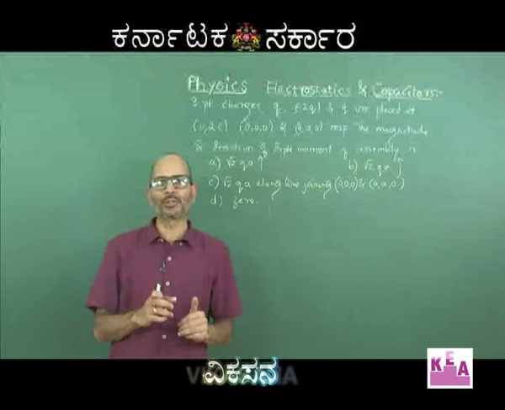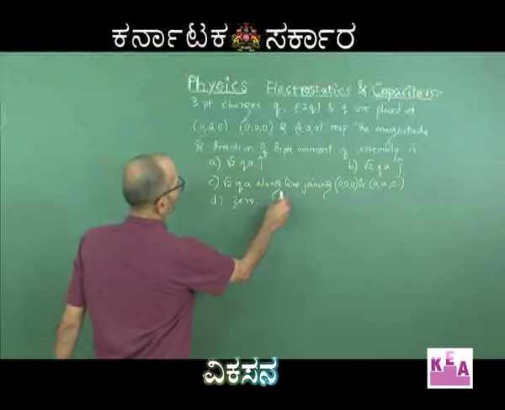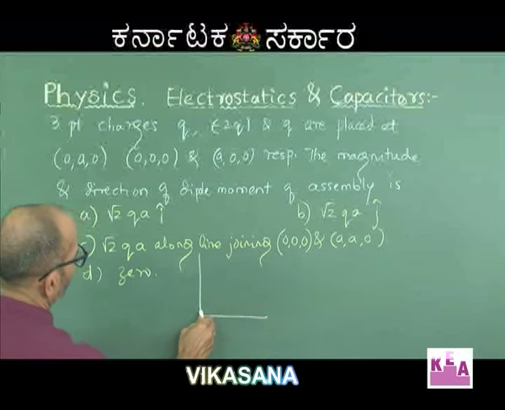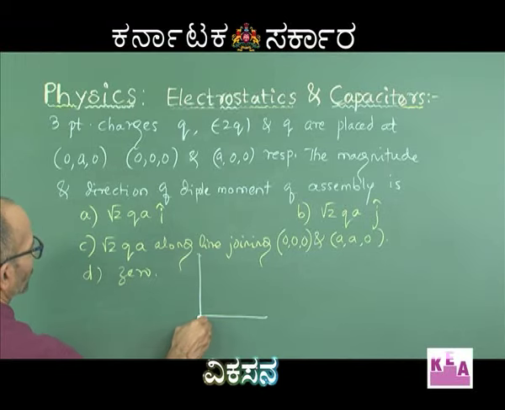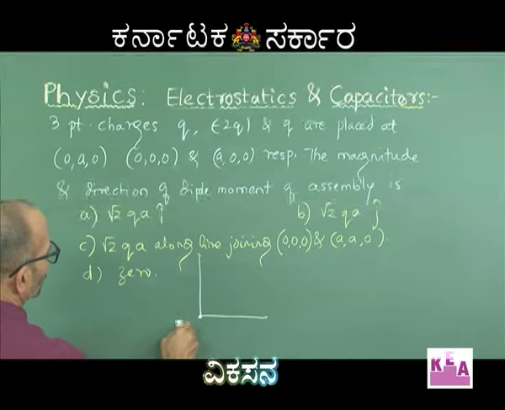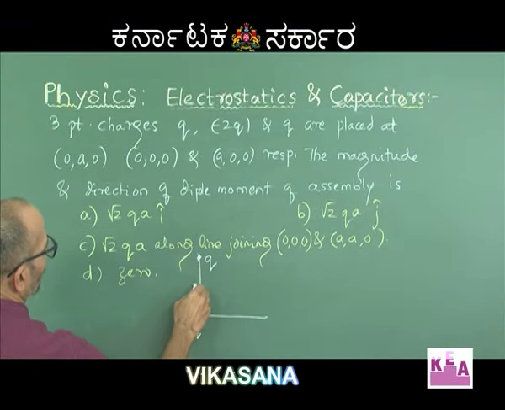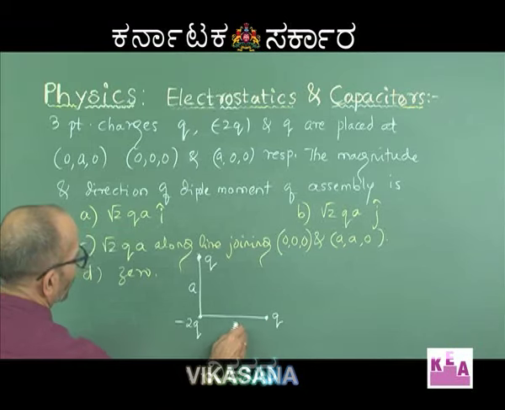So after having understood this, let us try to write the dipole moment of our assembly. See, you have been given 3 charges. Let me draw them like this. This is the origin, this is your x axis, this is the y axis. The charge which is kept at the origin is minus 2q. The charge which is kept on the y axis is q at a distance of a, and the charge which is kept on the x axis is also q, also at a distance of a.